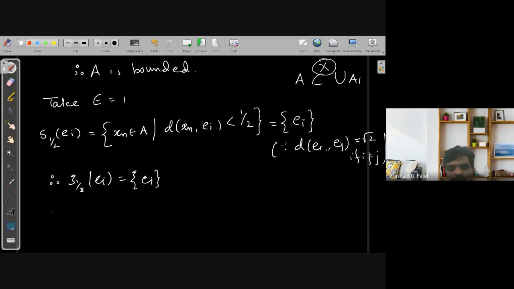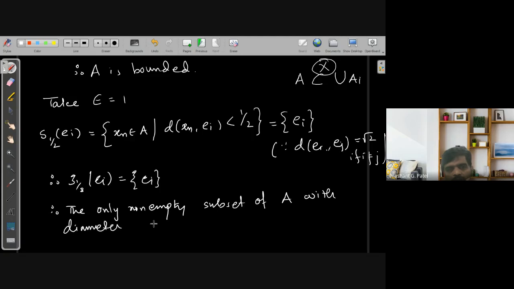That means what I can say, therefore, the only non-empty subset of A with a diameter less than 1 are singleton elements. So any non-empty subset of A, due to this, will be a singleton element in this set.